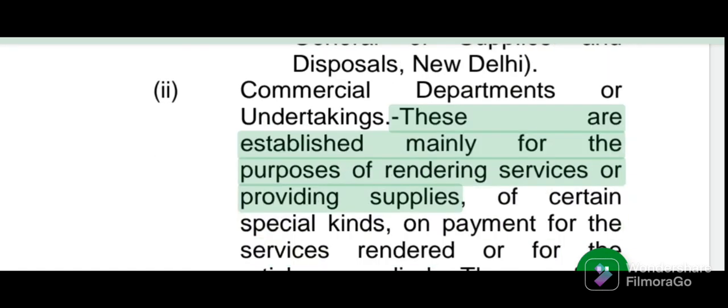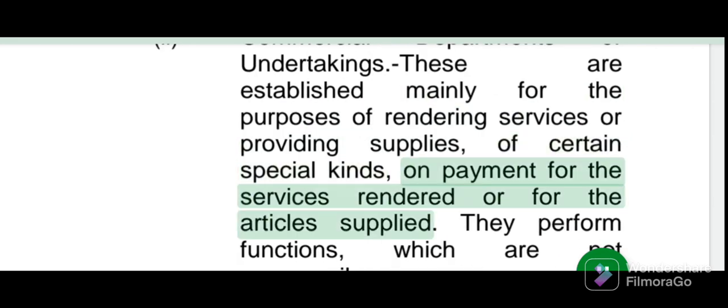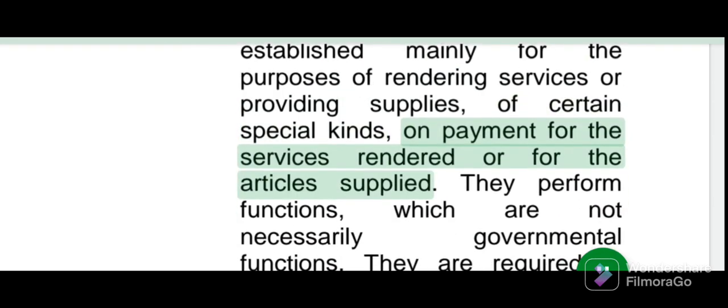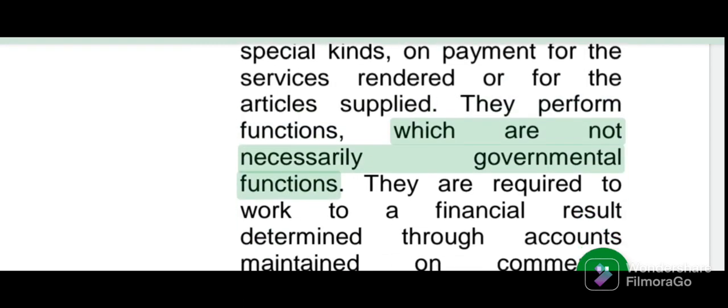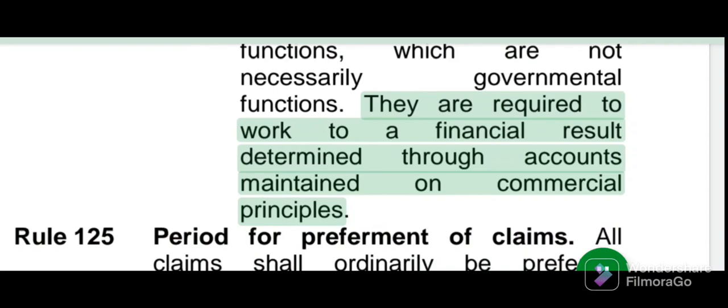These are established mainly for the purposes of rendering services or providing supplies of certain special kinds, on payment for the services rendered or for the articles supplied. They perform functions which are not necessarily governmental functions. They are required to work to a financial result determined through accounts maintained on commercial principles.